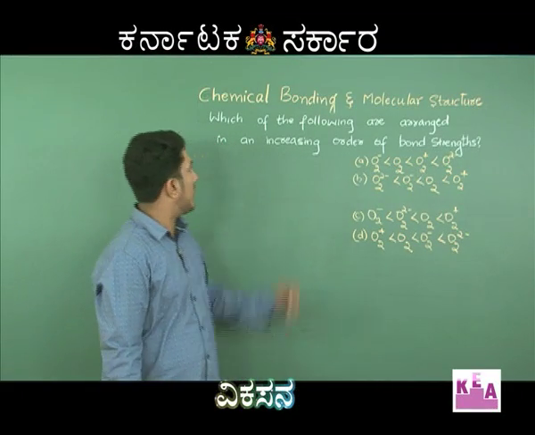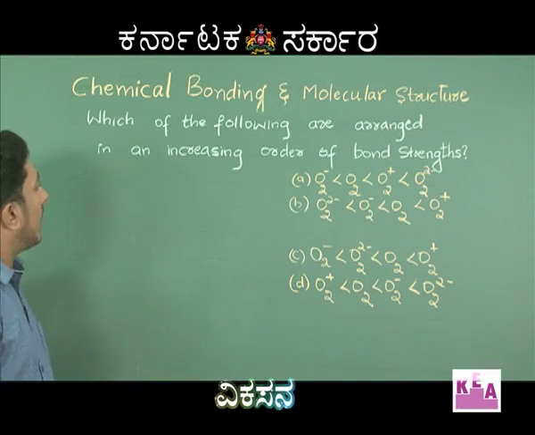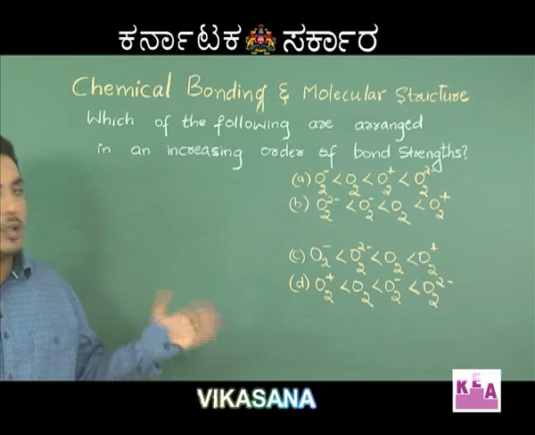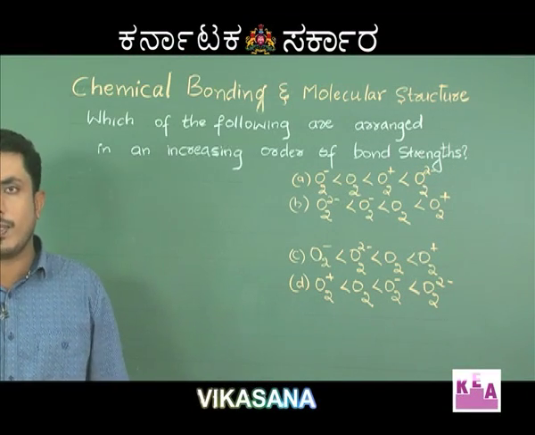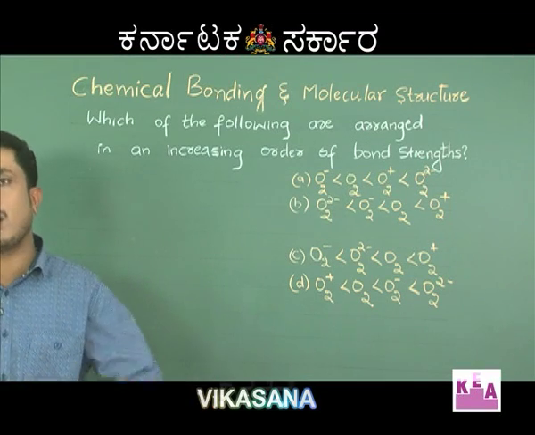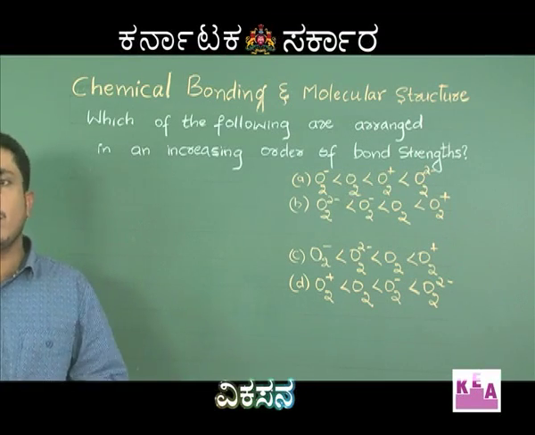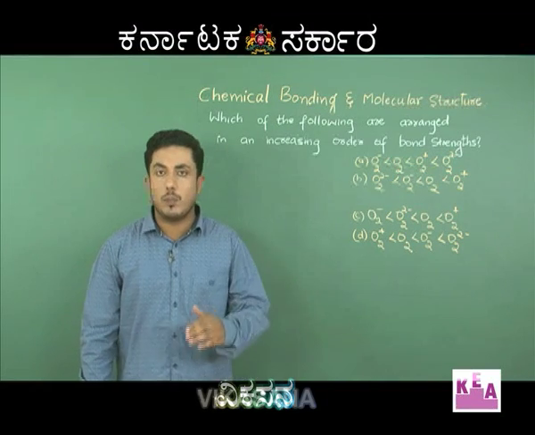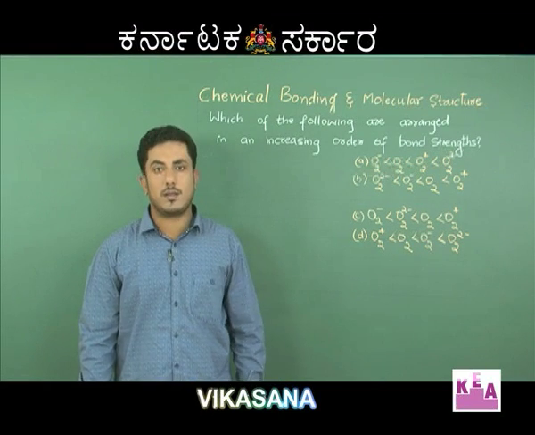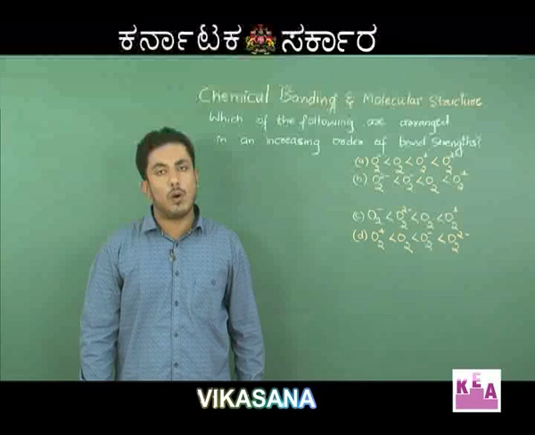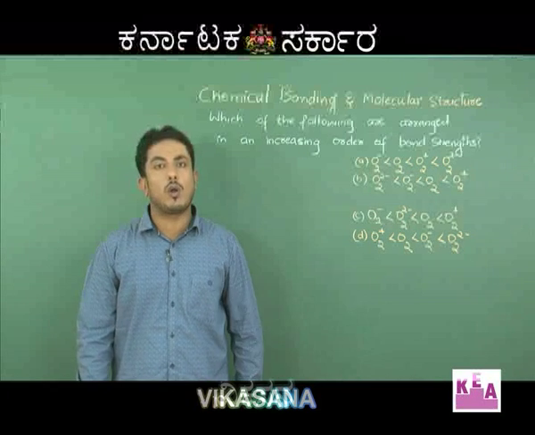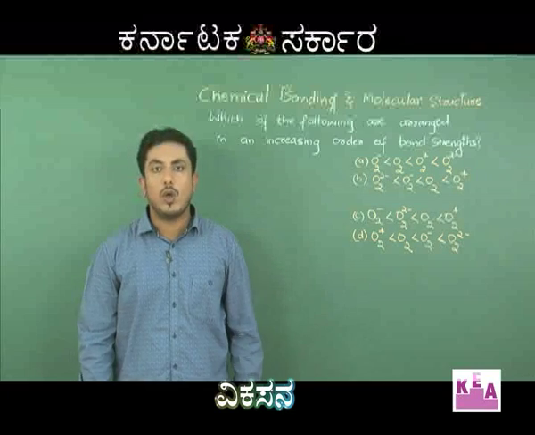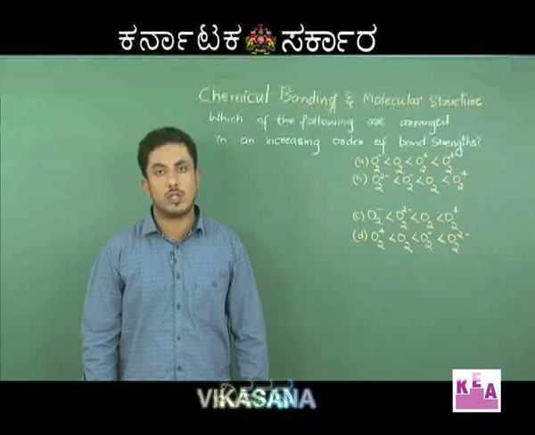Students, we'll move to the next question. Which of the following are arranged in increasing order of their bond strength? Bond strength is related to bond order. Bond order indicates the number of bonds that are present between the two atoms. As the bond order increases, the bond strength also increases. Consider a molecule containing bond order 2 and another molecule with bond order 3. The molecule with bond order 3 has higher bond strength or higher bond dissociation energy.